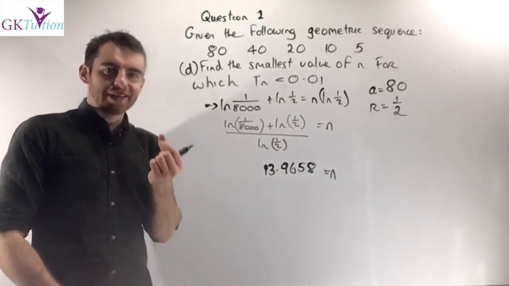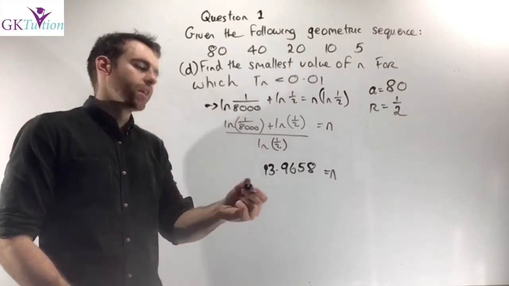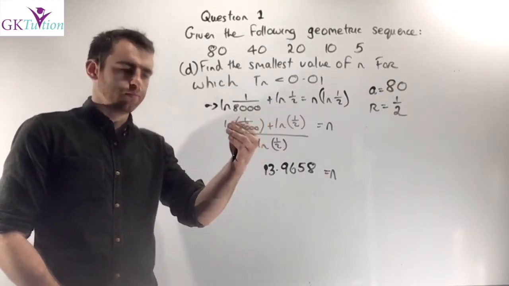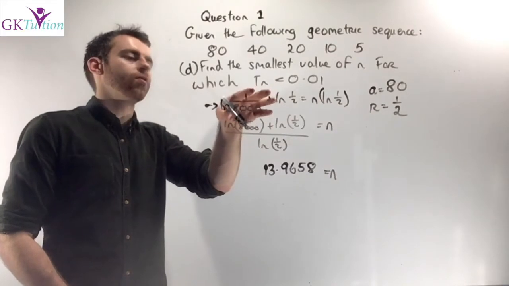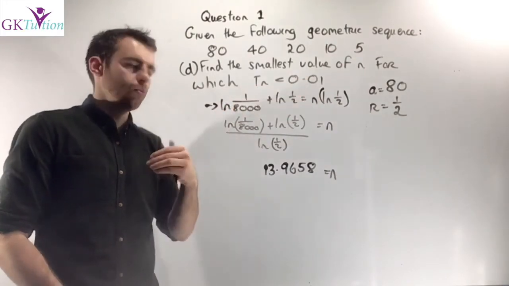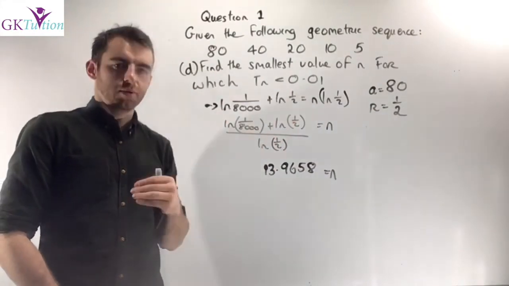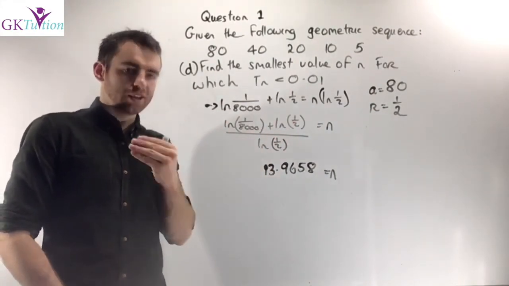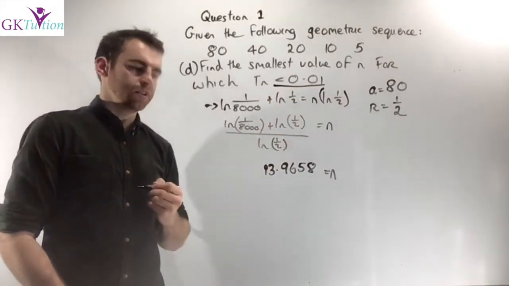So I know that the 13.9658 term would be equal to 0.01. Obviously in a scenario like this, your value for n has to be a whole number. I've worked out that if it's after 13.9, it'll be 0.01. I want to know when does it go beyond that. I want to know what is the first term that is less than 0.01. So obviously the 13th term is greater than 0.01.